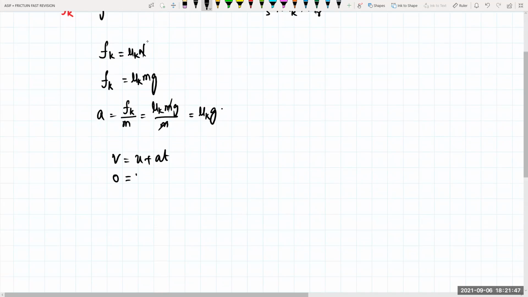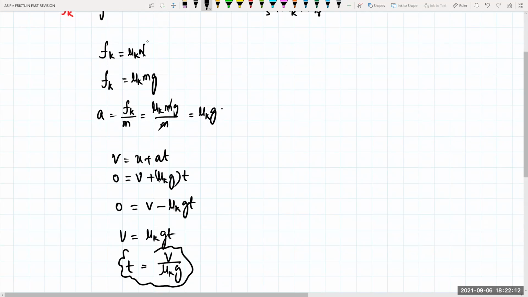Initial velocity is given as V, and the acceleration is mu k into g, into time t. Is acceleration positive or negative? Opposite to the motion, so negative. So zero is equal to V minus mu k g into t. So V will be equal to mu k into g into t. So time taken will be equal to V divided by mu k into g. So this is your time.